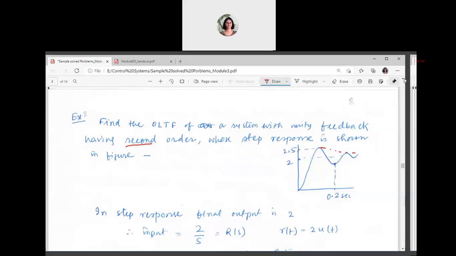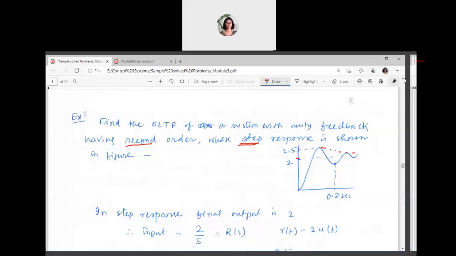Now in this case, it's going like this. This is the peak. It is not unit step, but it is step. It is step response. Nobody has told us it is unit step. Okay? What is the magnitude here? 2. That means it is not unit step for sure. The steady value is 2. So I can say it is a step response, but the final output is not 1. Final output is 2. So what is the input? Input is 2 by S. So r of t is 2 times unit step. Magnitude is double.